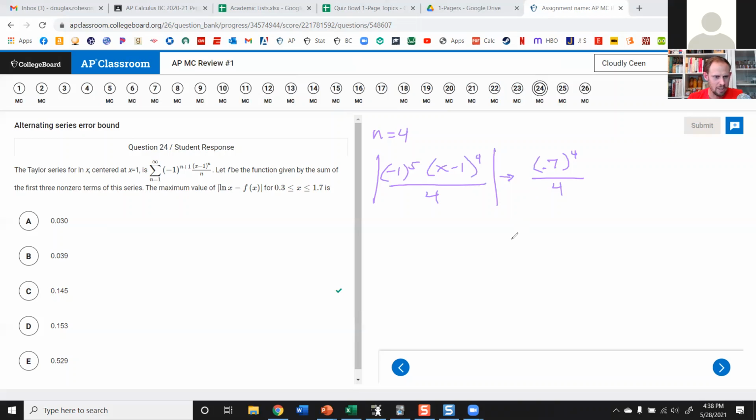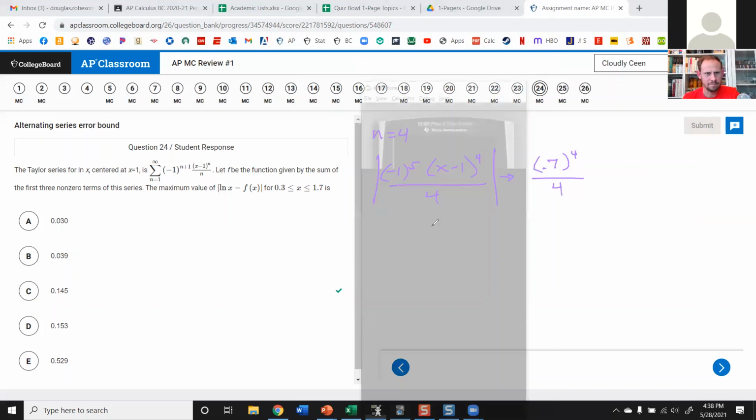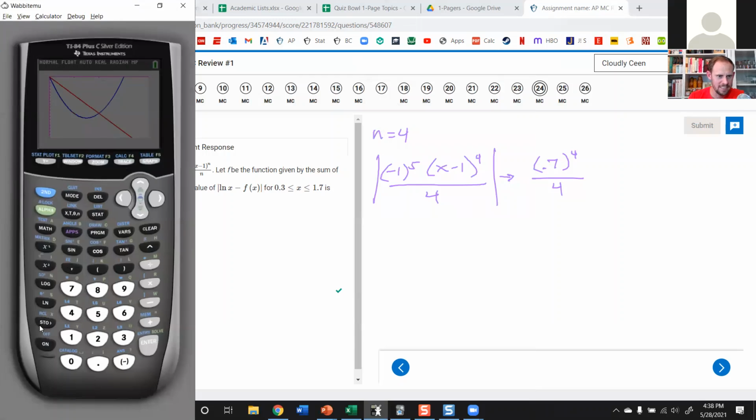All right, and now we just got to work that out. That seems like that won't be this answer, but I don't know, maybe check. Calculator, you're never in the right spot, buddy. Let's get out of that. 0.7 raised to the 4th divided by 4. Yeah, that's not it. What am I missing?